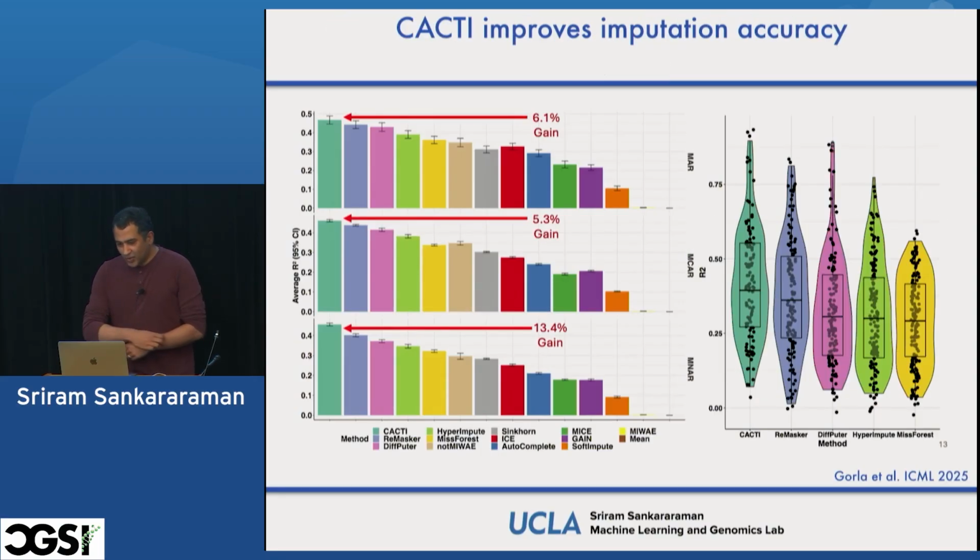So we applied this to a bunch of machine learning data sets. So these are not biomedical data. These are data sets that have been typically used in a lot of the ML imputation literature. And we find that this approach, which we call CACTI, improves imputation accuracy over other approaches under different missingness settings.